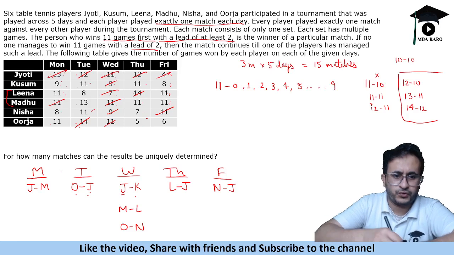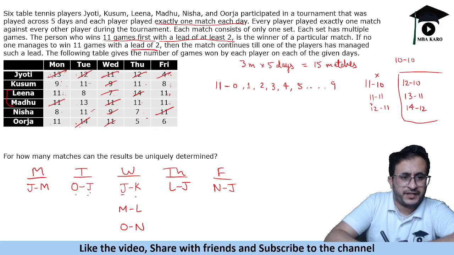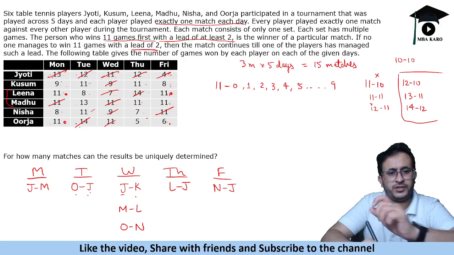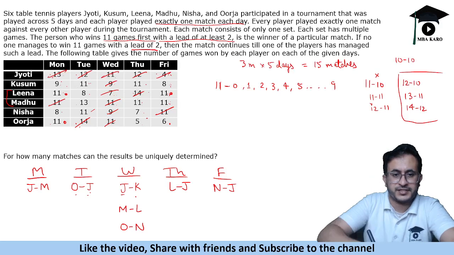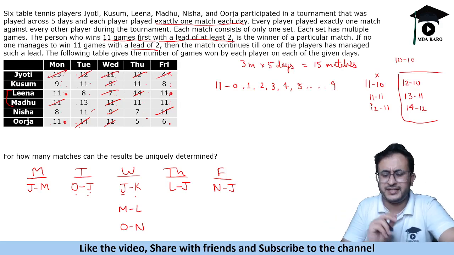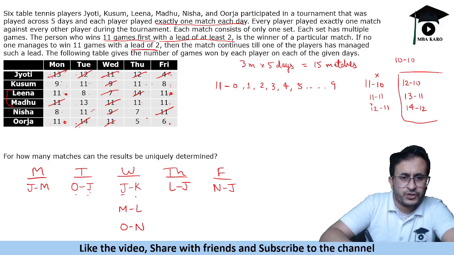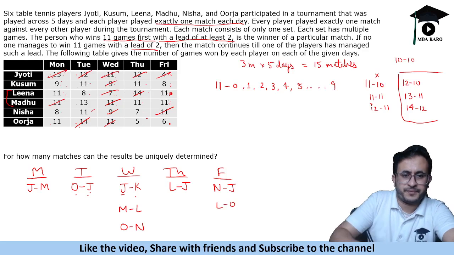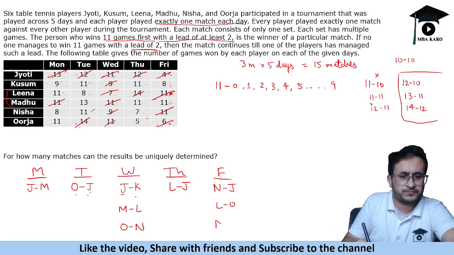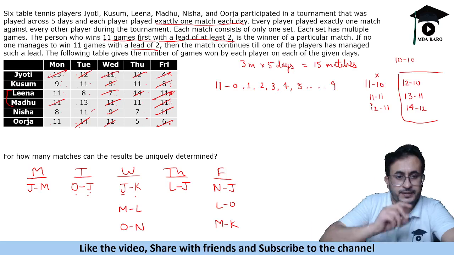So let's see Leena and Urja. Okay, so Leena and Urja we cannot have on Monday because 11-11. Leena Urja not possible this day. Not possible this day. So Leena versus Urja is possible only on Friday. Okay, Leena versus Urja. So you need to look at two players and see on what day we can have the match. So Leena versus Urja can happen only on Friday because on Monday it is 11 versus 11. So one match is Leena versus Urja, which is 11-6. So the remaining match is Madhu versus Kusum. Okay, so this is done.